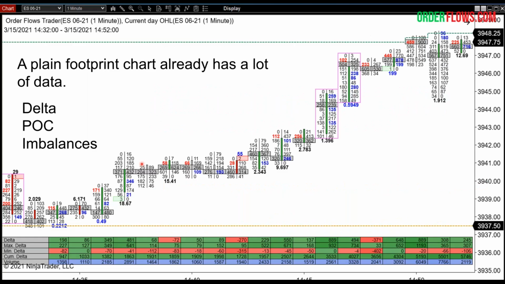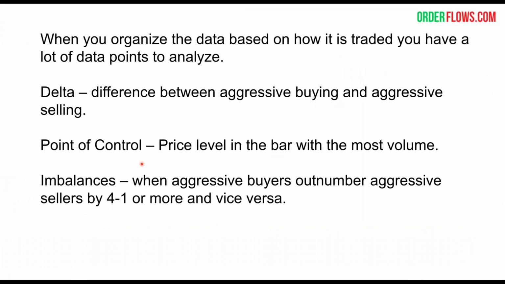But if you take that information and put it in a footprint chart, it gives you more information that you can use. You can see the delta, the point of control, the imbalances. Now, again, that's the gateway into understanding order flow: delta, point of control, and imbalances. Once you understand those three points, it's going to give you a lot more ways of looking at the market, taking it apart, and understanding what's happening in the market.